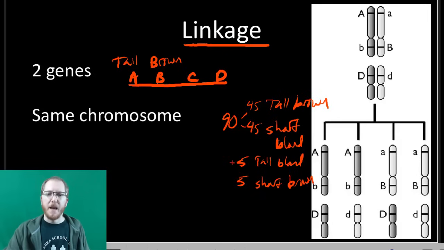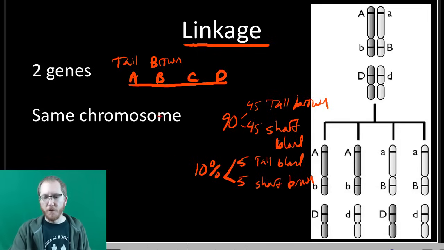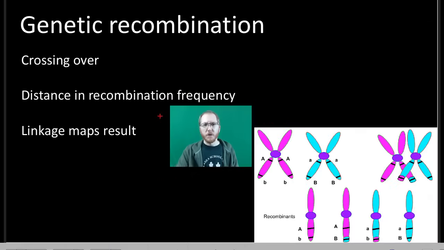Now, when we look at this, that means that 10% of them are different than the parents. 10% of them are different than what we had before. Later on you'll see this called the recombination frequency, and it tells us essentially how close things are on the same chromosome. The reason how close they are is important is because when you're going through this process of linkage, you can have crossing over occur. And when crossing over occurs, it's going to allow us to break linkage.